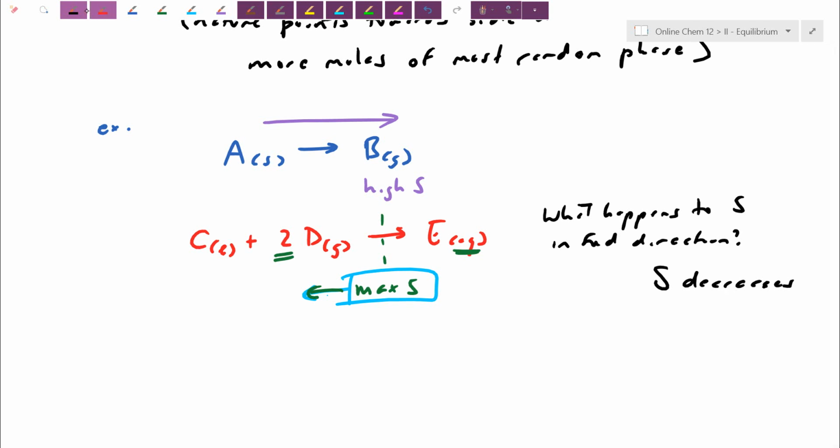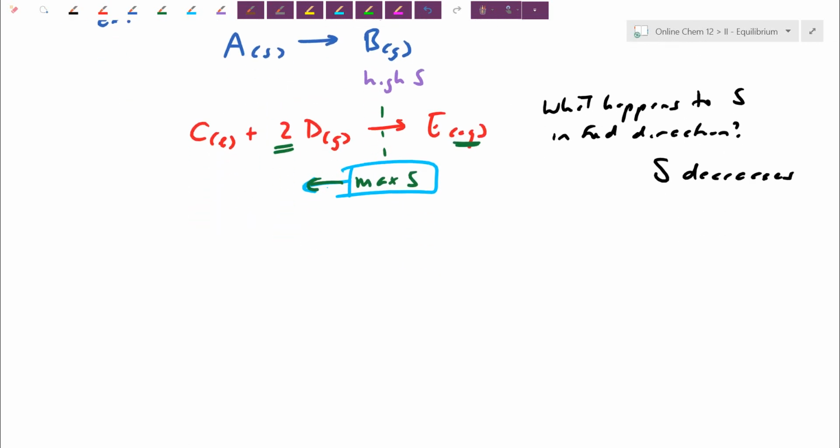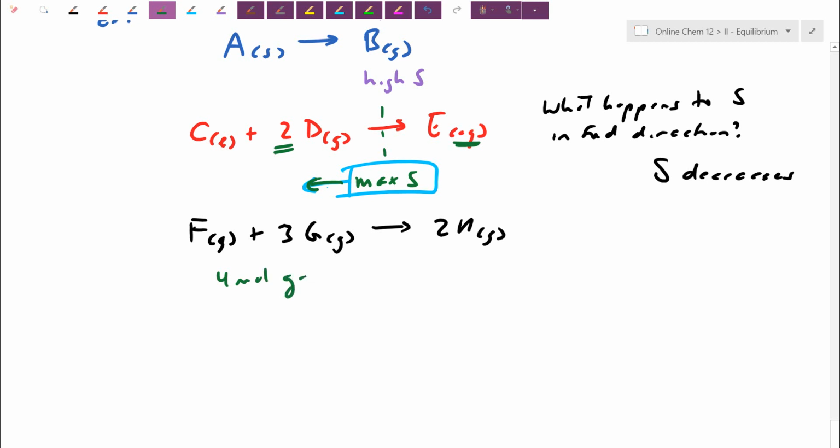It's totally possible we can actually have the same most random state on both sides. So let's take F as a gas. Let's react it with 3G as a gas, and let's say it becomes 2H as a gas. So the first thing you do is you look for the most random phase. This time it's gas on both sides. Then what we're going to do, we're going to decide which side has more moles. This side here has 4 moles of gas. This one here only has 2 moles of gas.